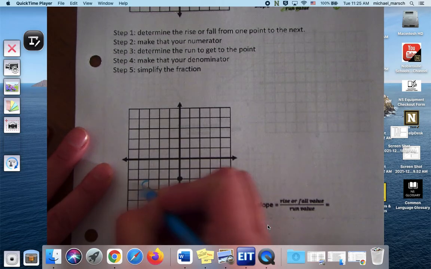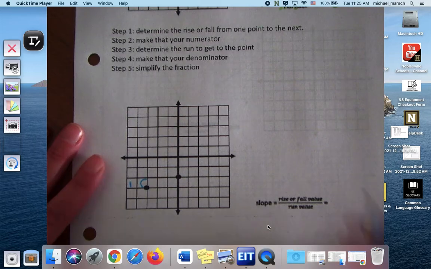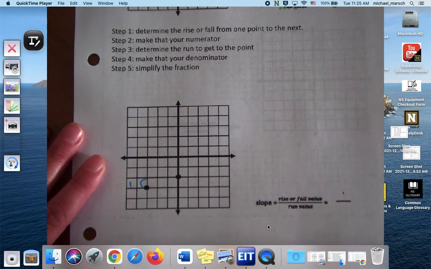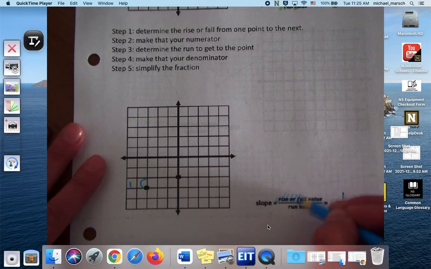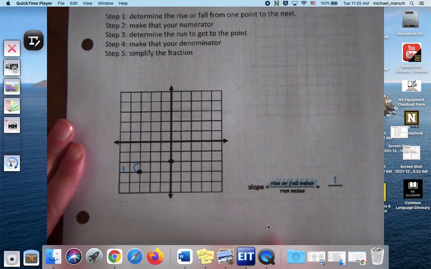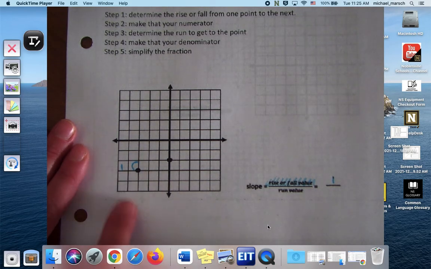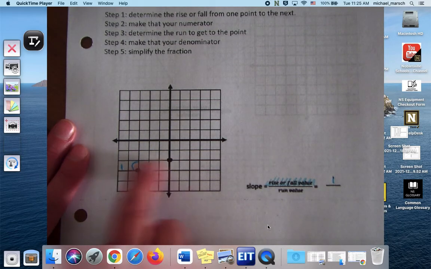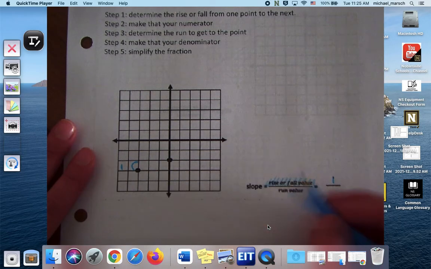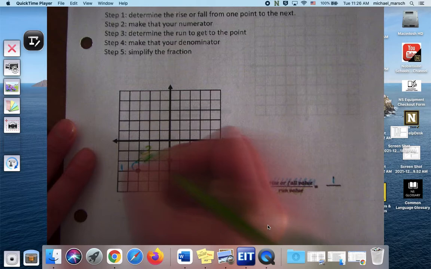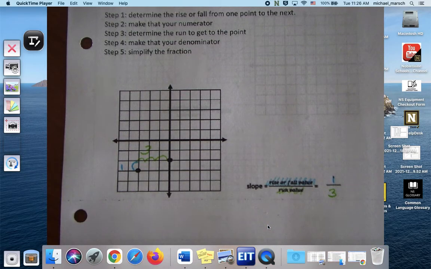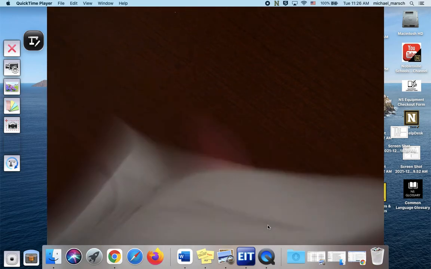I'm going to go up 1. So that's going to be my numerator. Got my color coding going. Who doesn't love the color code? Yep, so this is positive because it's a rise. So it's a positive number because I have to go up to get on that same line as the next point. And then my run value is 3, so that's my denominator. And I've got my slope. Yes, next page.